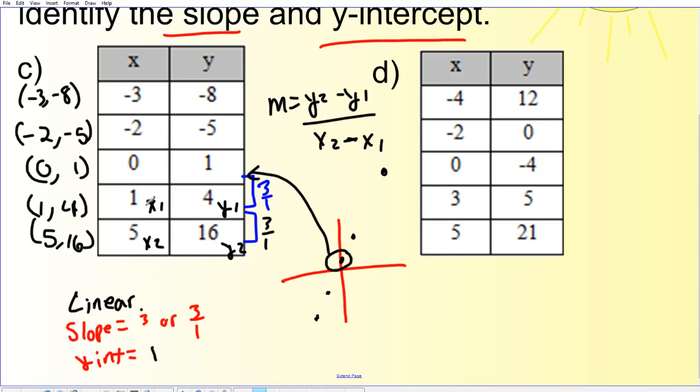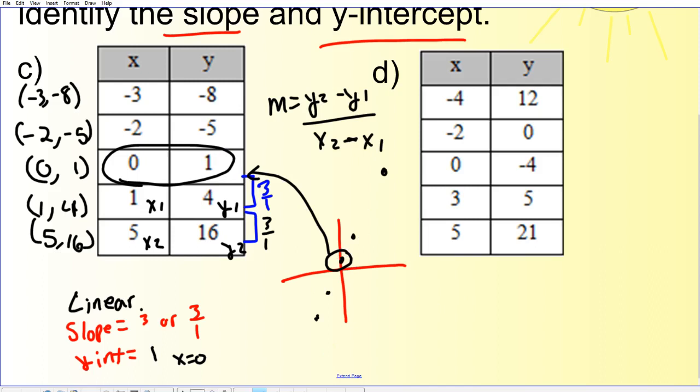So I found this line is linear because the slopes are the same. I found my slope. I found my intercept. The y-intercept happens when your x value equals 0, which is this point right here, so the y-intercept is 1. Or I made a little pretty sketch, and I saw that's where it crosses the y-axis.